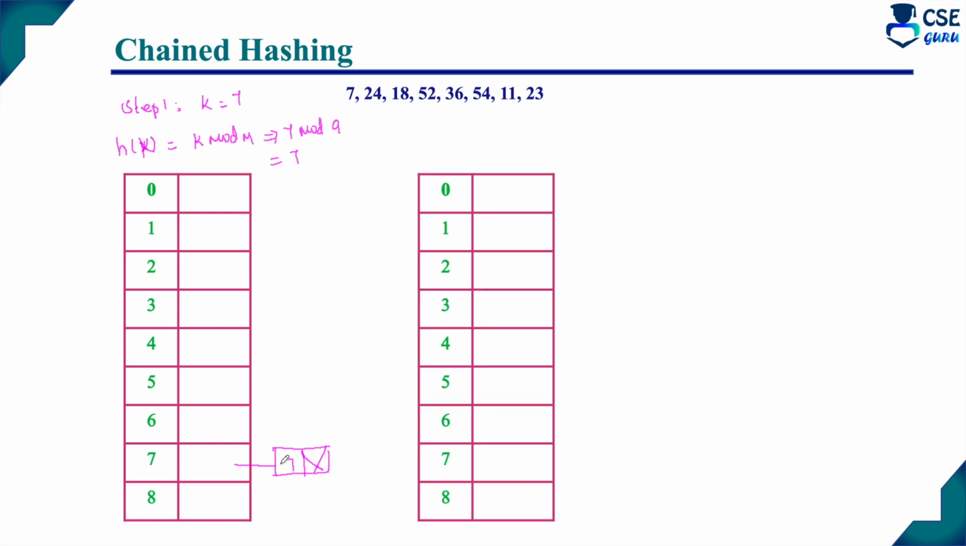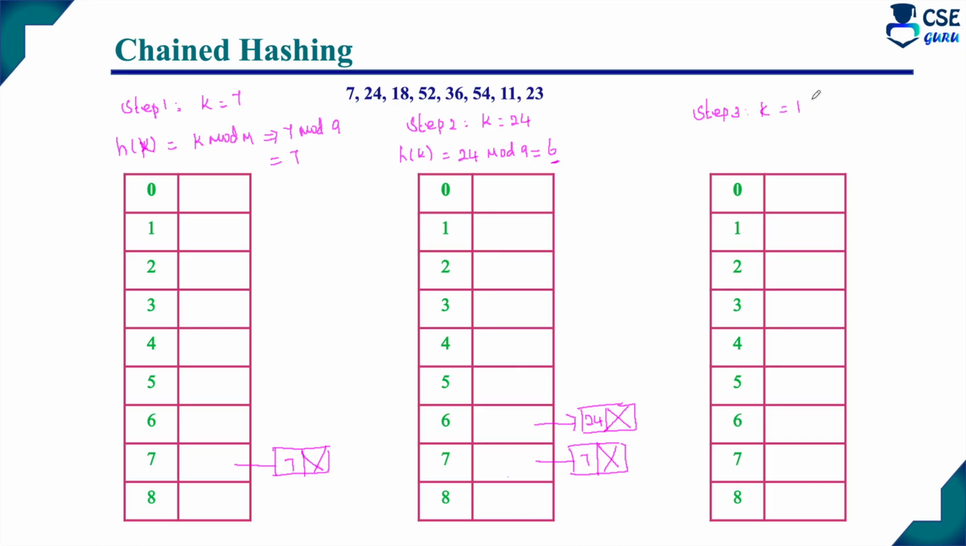Next, step 2: consider the next key, k = 24. Then h(k) = k mod m. k is 24, and m is 9 only. So 24 mod 9 gives you 6. Already we have placed the element 7 in the 7th memory location. In the 6th memory location, place the element 24. The key element is 24. Next, step 3.